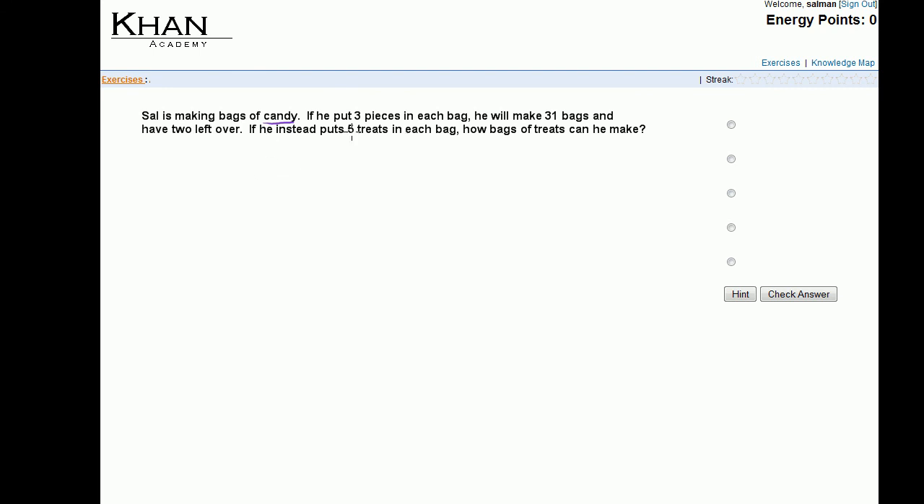So this is a little interesting. There's a little bit of a remainder issue here. So the first hint we will give is 31 bags with 3 pieces each results in 31 times 3 is equal to 93 pieces, or pieces of candy. That's the first hint.